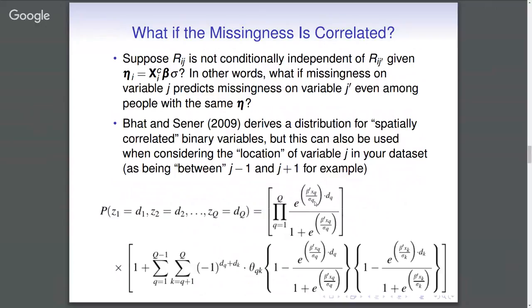And so if your spatial data in this case are binary, you can use the distribution that's defined in the Bhat and Sener paper, which they show as this. You pretty much have a regular Logit thing going on here, and then multiplied by 1 plus the double sum of this over all these terms, where theta captures the spatial dependence between variable q and variable k. So if all these thetas are exactly 0, then all that sums to 0, and then you have just your regular Logit model times 1. And you're back to the case where things are conditionally independent.